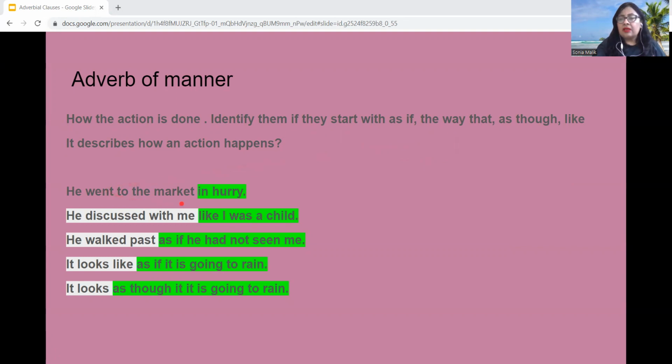He went to the market. How did he go to the market? In a hurry. He discussed with me. How did he discuss? Like I was a child. He walked past. How? As if he had not seen me. It looks like. How? As if it is going to rain. It looks. How? As though it's going to rain.